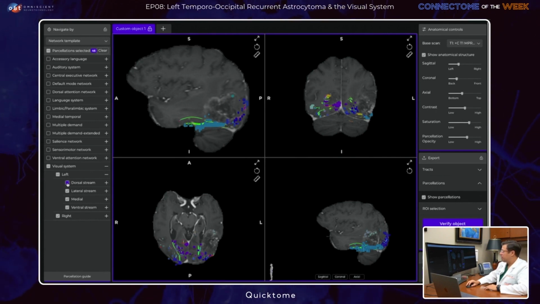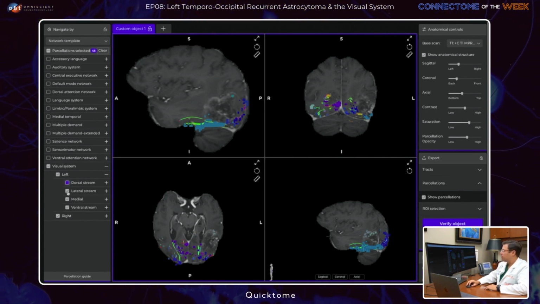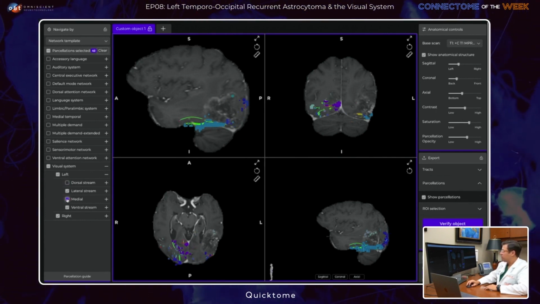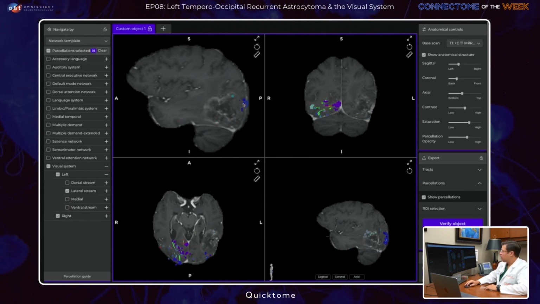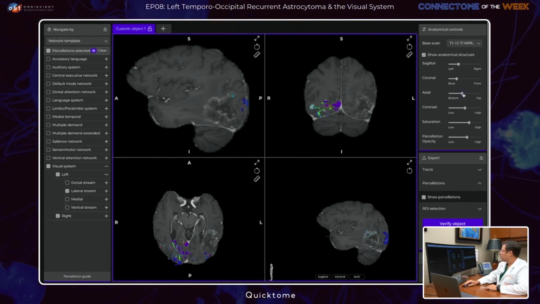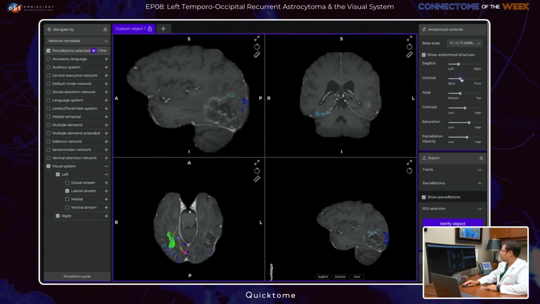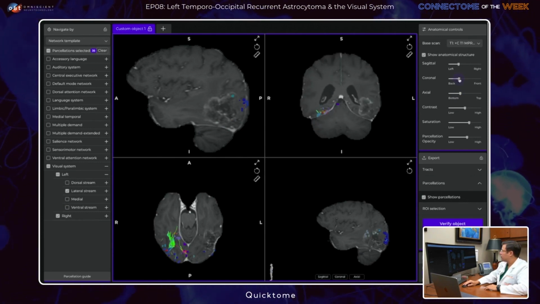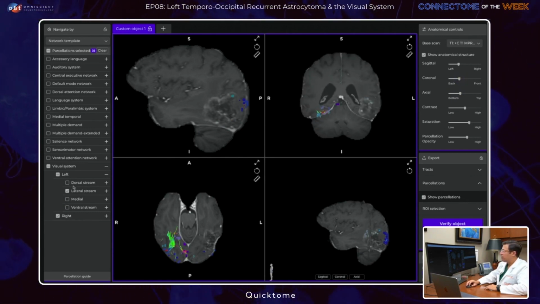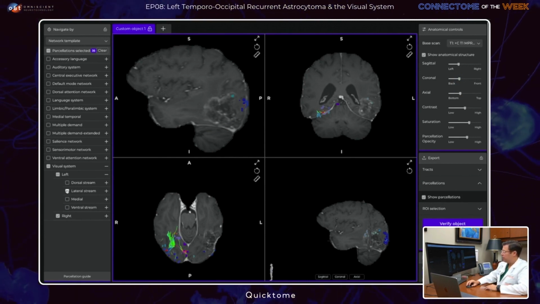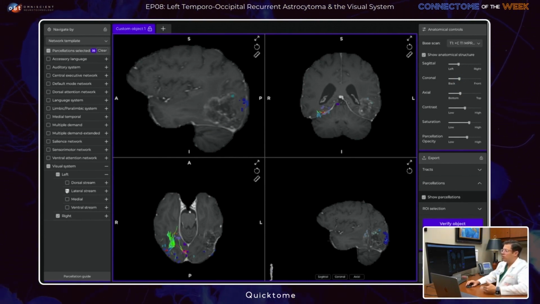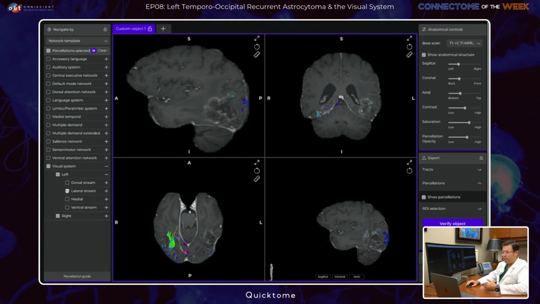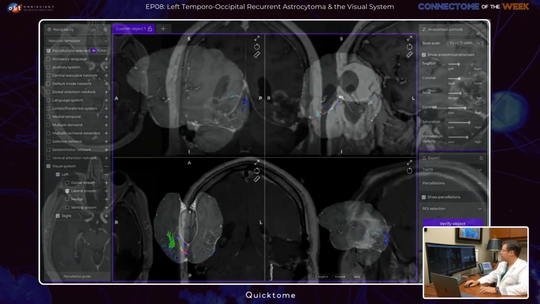We can see that, by eliminating the dorsal stream, the medial stream, and the ventral stream, the components that we're most worried about, those involved in the superior aspect of the lesion, are just a very, very small component of the lateral stream. And by understanding what each part of the visual system can do, we can give a percentage or a better idea of what the risk of surgery is for this patient.